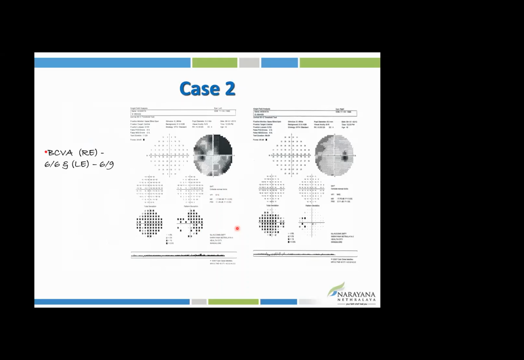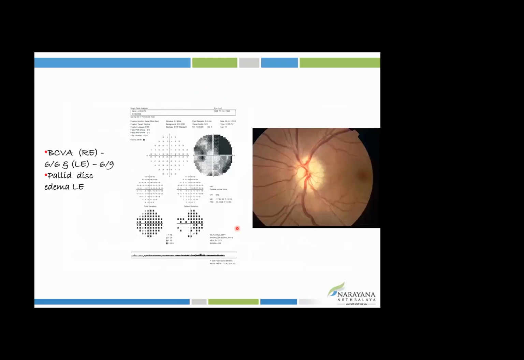So let's go to another interesting case. Look at this. It's unilateral, not bilateral. Yes, unilateral. So the lesion is going to be anterior to the chiasma. And then obviously we have to look more carefully at the optic nerve. Note that the vision in the left eye is less. So this is a classical pallid disc edema.